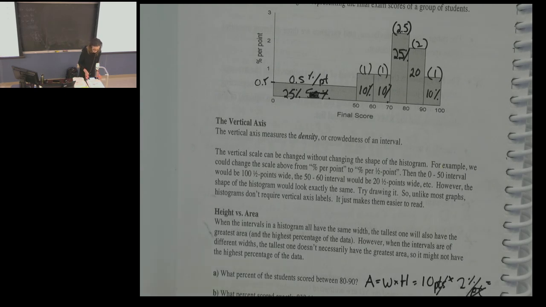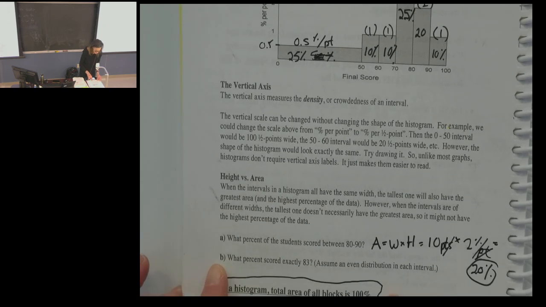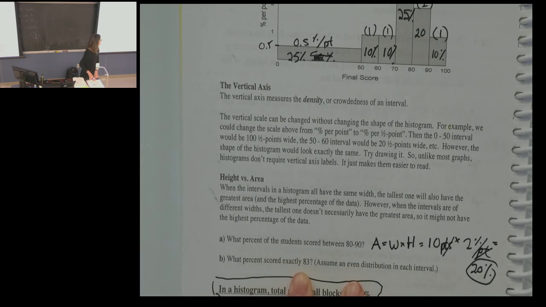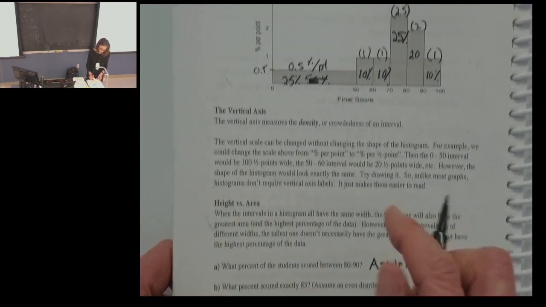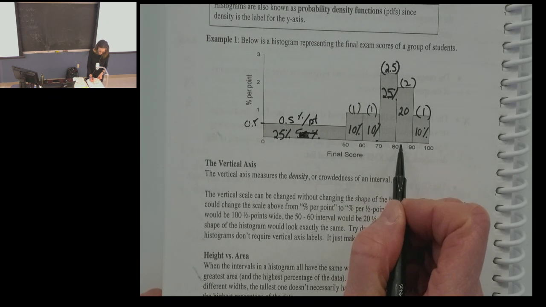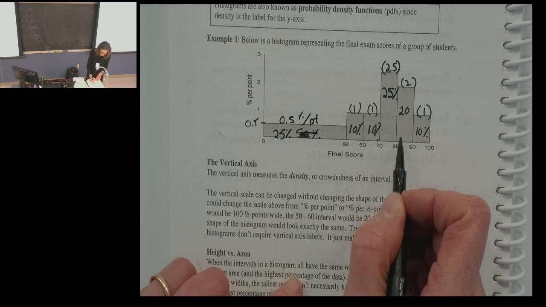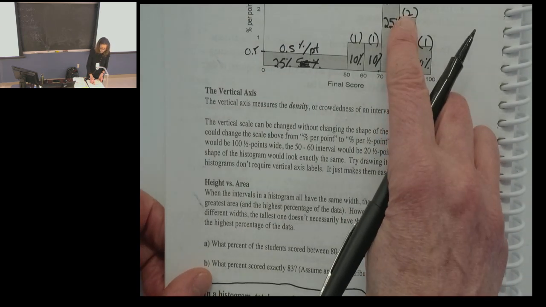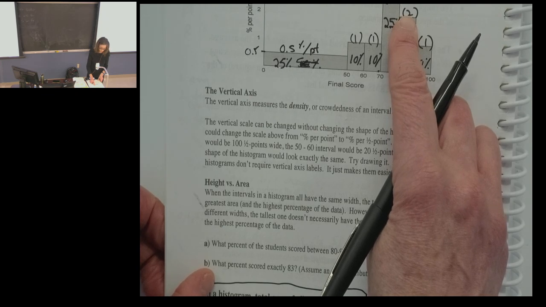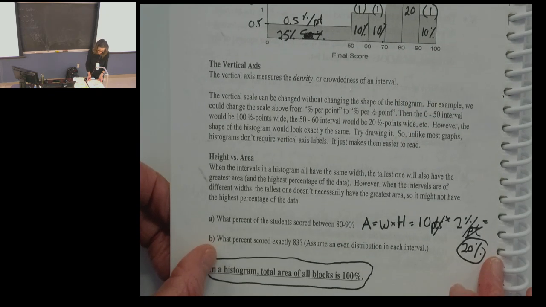All right, and now we didn't do this question. What percent scored exactly 83? Well, 83 would just be an interval of 1. Here, you could say from 82.5 to 83.5. It's just an interval of 1. And so it would be 1 times 2, so it would be 2% per point.